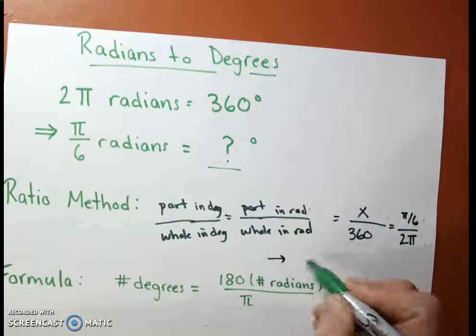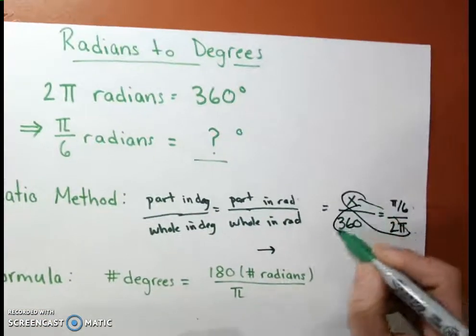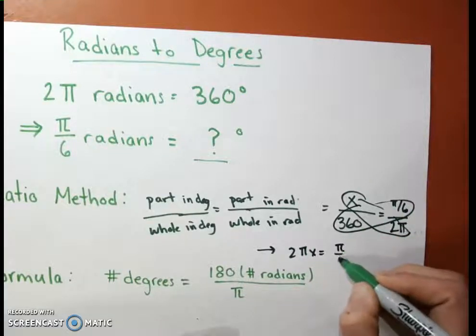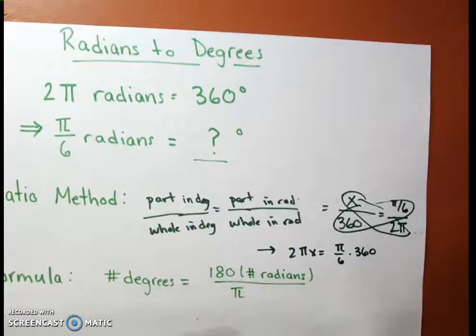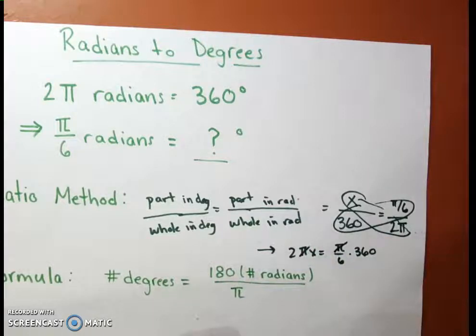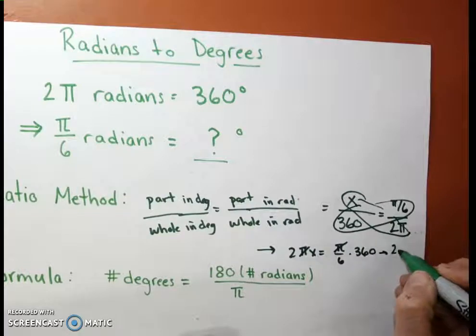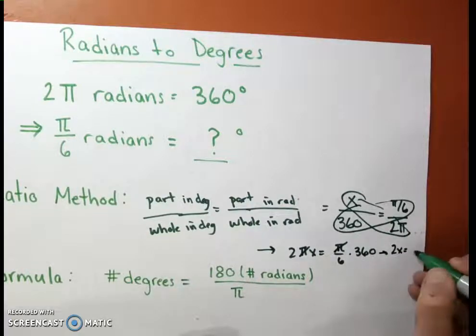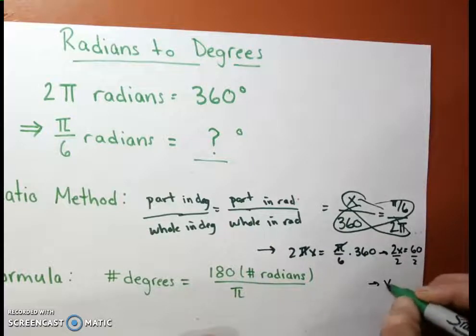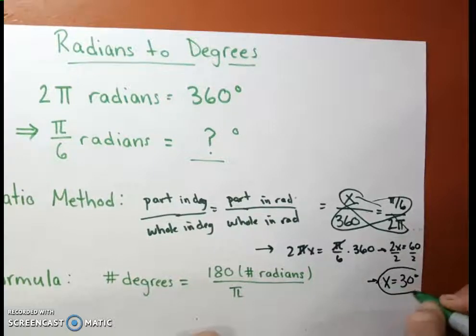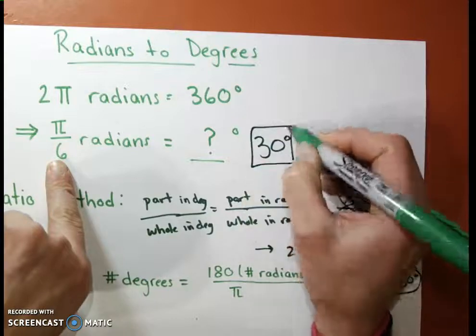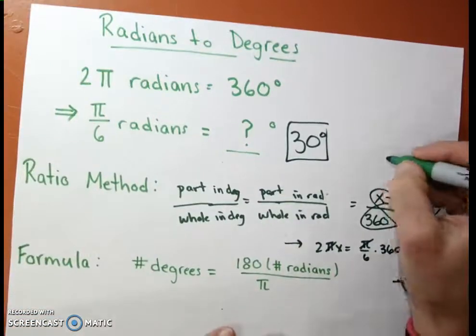So now I just solve this for x again by cross multiplication. So I get 2 times pi times x equals pi over 6 times 360. So I'll have the pi's on each side cancel each other out. So then I'm left with 2x equals 360 divided by 6, which is just 60. So now I divide both sides by 2, and this tells me that x equals 30 degrees. So pi over 6 radians is the same as 30 degrees. So it's about this big.